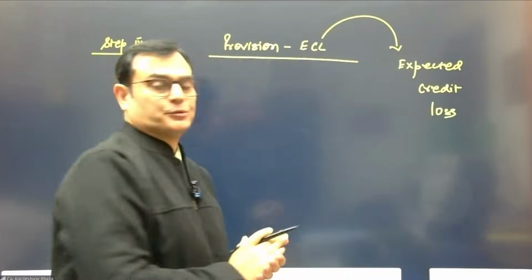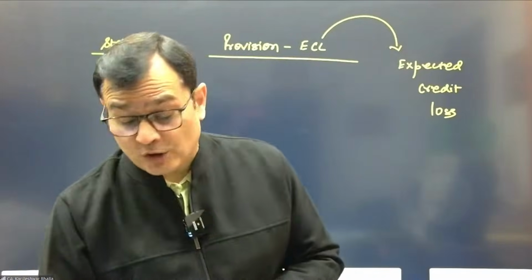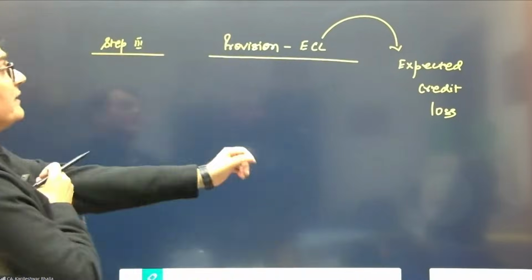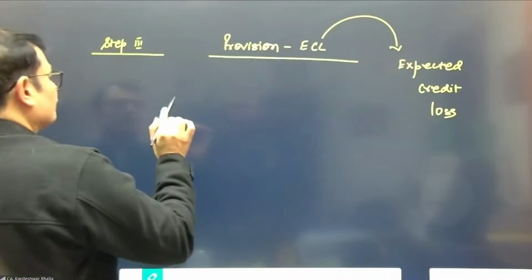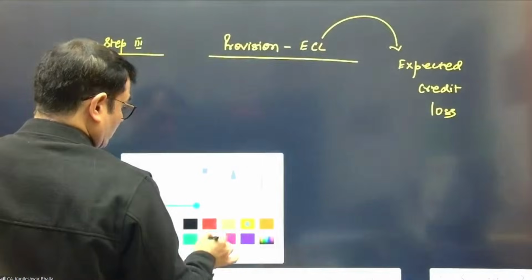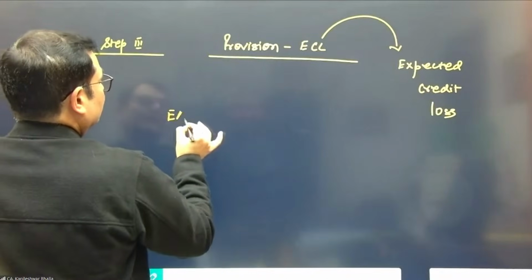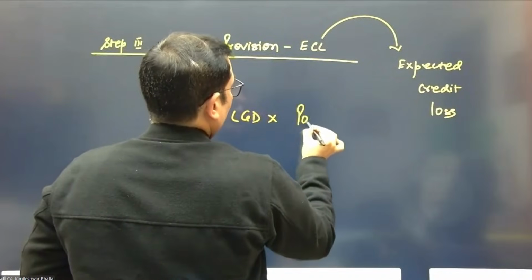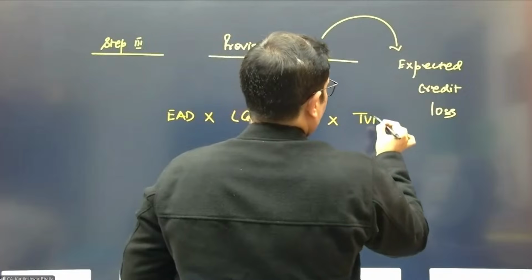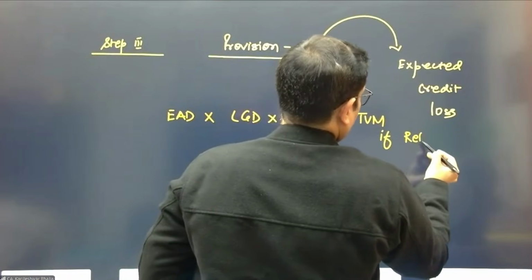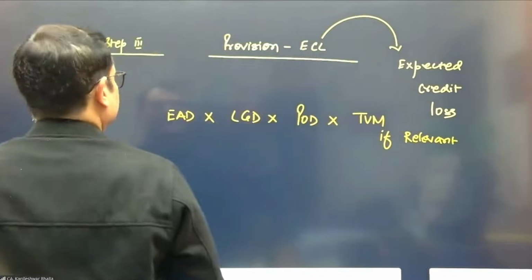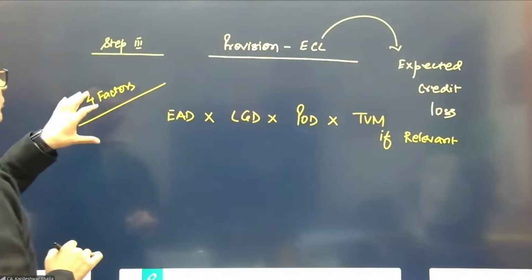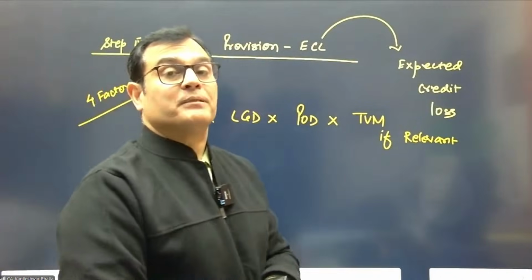That is, what are the expectations that you will not receive the money? So we need to basically make a visualization of that. What is the expectation that you're not going to get the money? So provision for ECL is going to be based on factors. Now watch this carefully. We're going to multiply EAD into LGD into the PD into the time value of money if relevant. So there are 4 factors which will decide the calculation of the impairment loss.